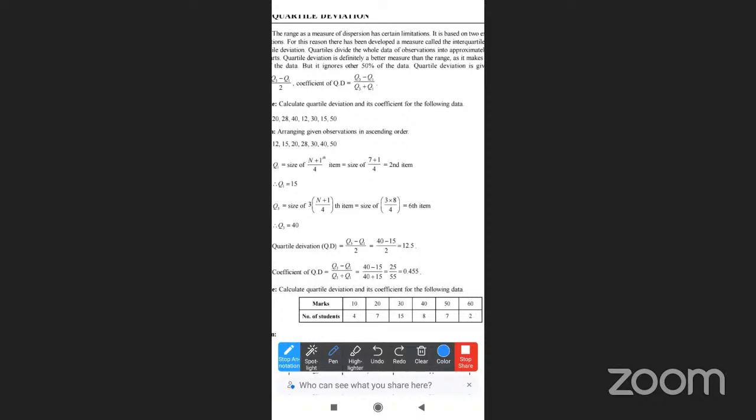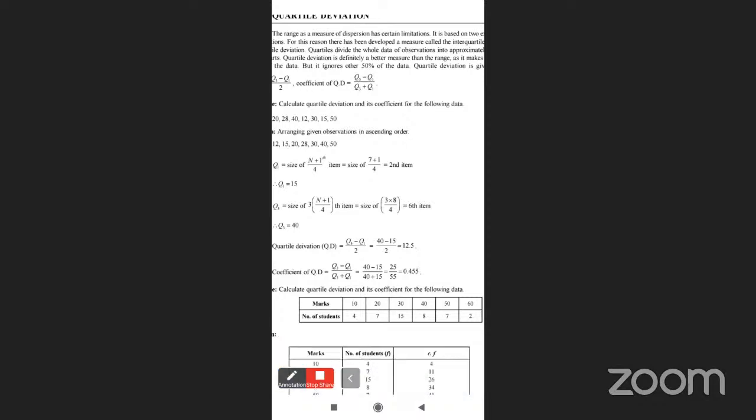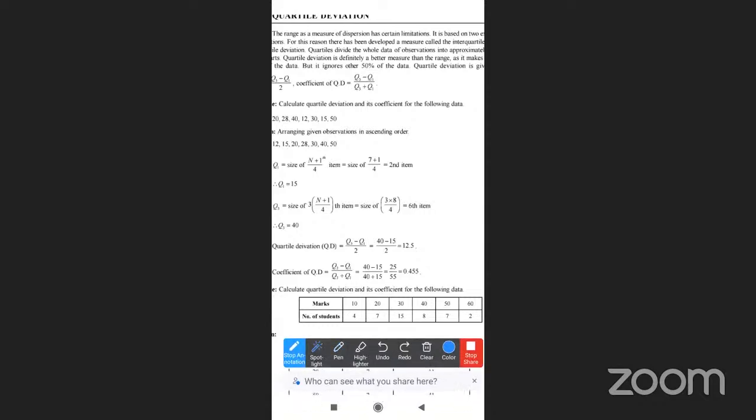So Q3 is equal to 40. Now quartile deviation, that is Q3 minus Q1 by 2, that is 40 minus 15 by 2, equal to 12.5. Now coefficient of QD is equal to Q3 minus Q1 by Q3 plus Q1. So 40 minus 15 by 40 plus 15 is equal to 0.455. So this is the coefficient of quartile deviation.